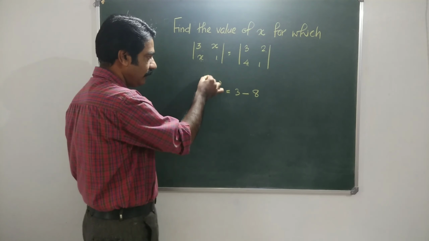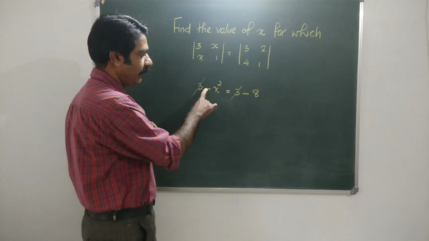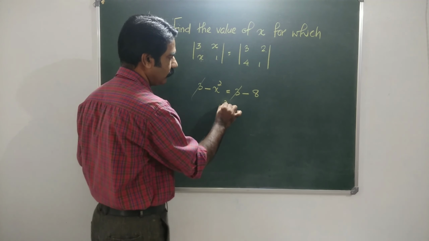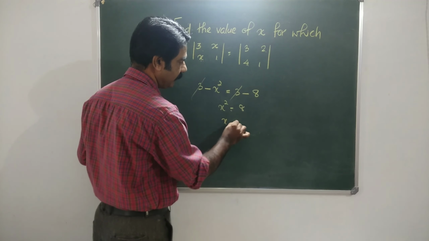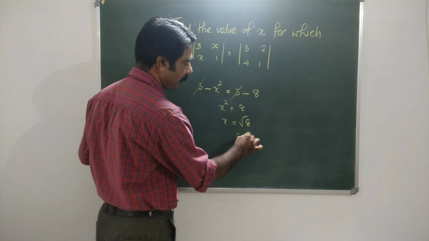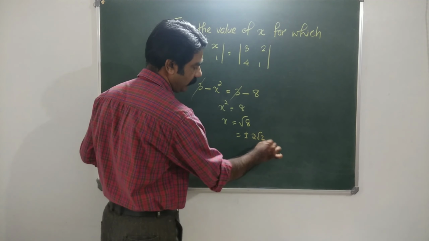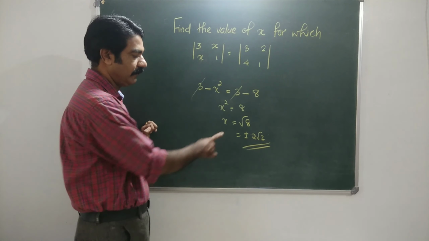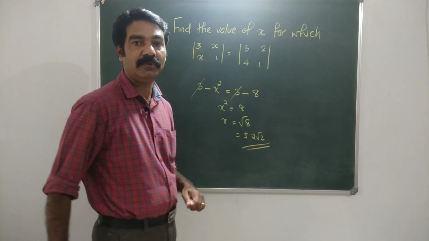So we got 3 minus x square is equal to 3 minus 8. The 3 will cancel on both sides, and the minus also gets cancelled. So x square is equal to 8, and x is equal to the square root of 8. The square root of 8 we can write as plus or minus 2 root 2. The value of x is plus or minus 2 root 2.